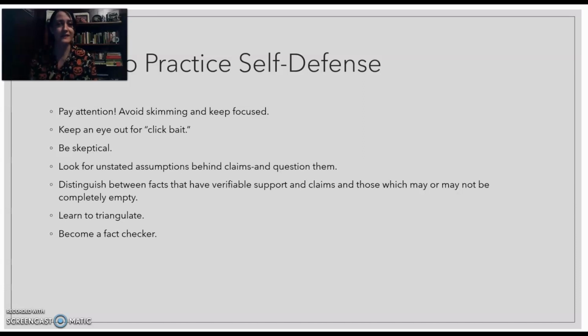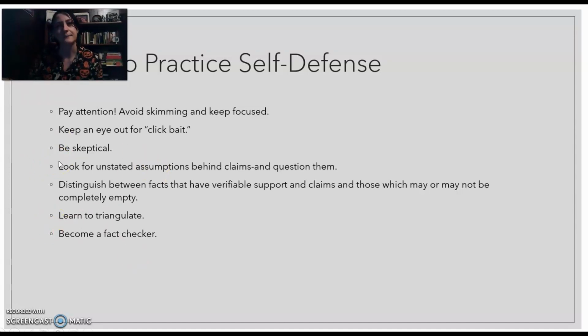If it's got clickbait in it, that should be a red flag. Hey, it wants my attention. So then think critically. Why does it want my attention? Does it want money? Does it want to misinform me? Does it want me to side on this issue? What have you? That sort of goes into be skeptical.